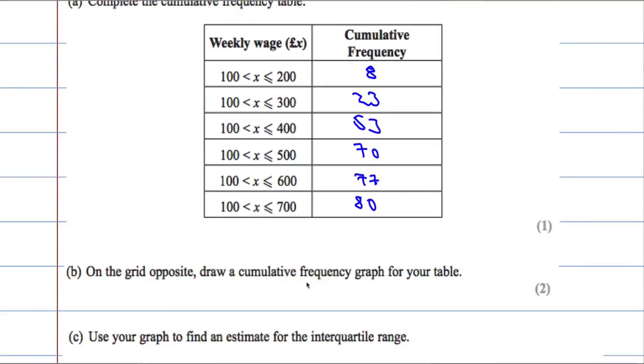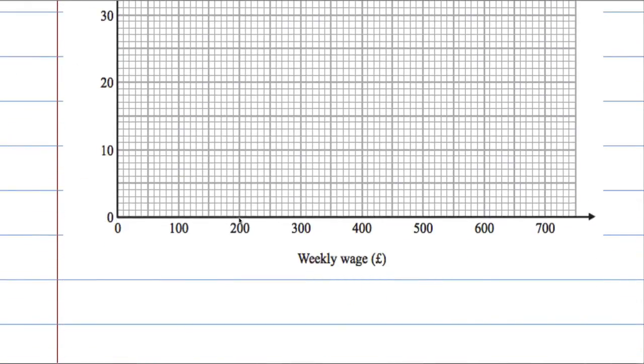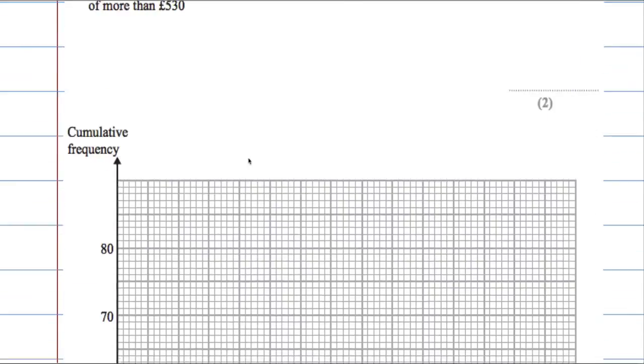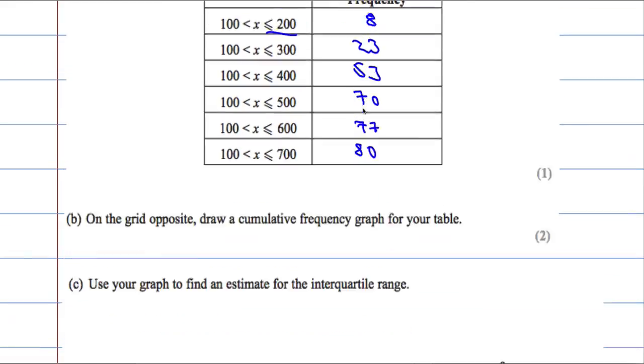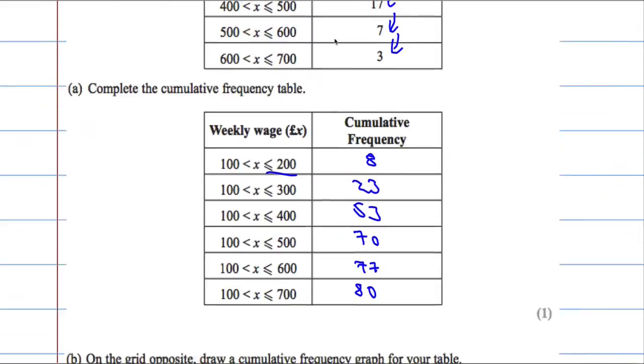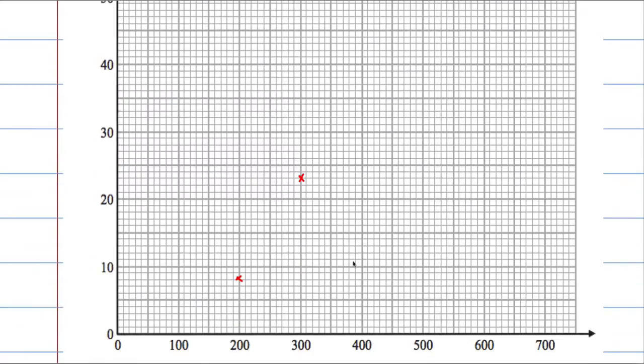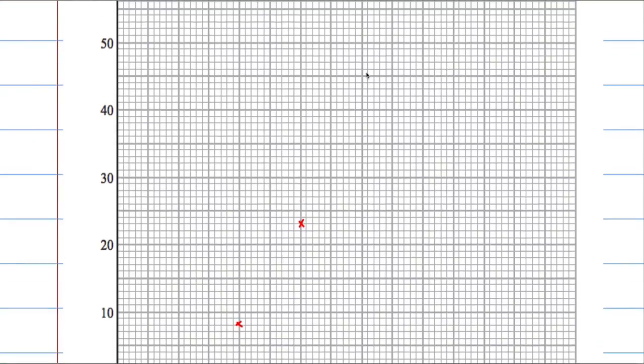Now, when we draw a cumulative frequency graph, it's important to remember that we use the upper bound. We always use the upper bound against the cumulative frequency. So I'm going to do 200 versus 8, which will be here. Then we're going to do 300 versus 23, up as far as 21, 22, 23, right there. 400 versus 53, that's 51, 52, 53.